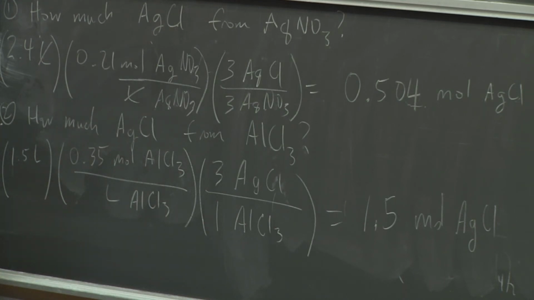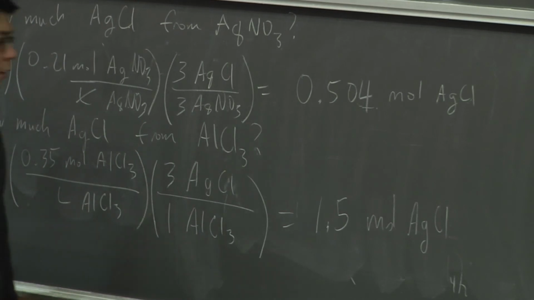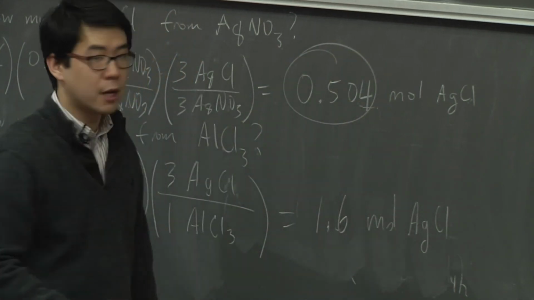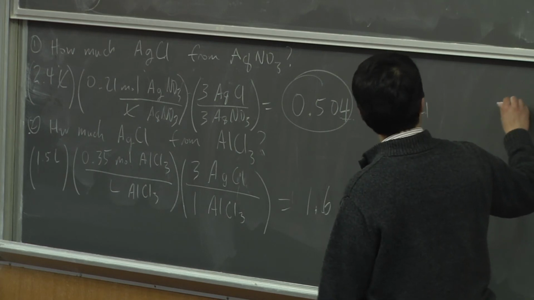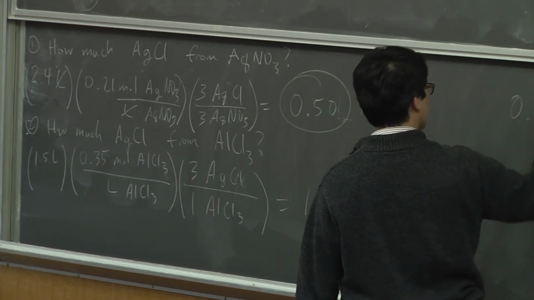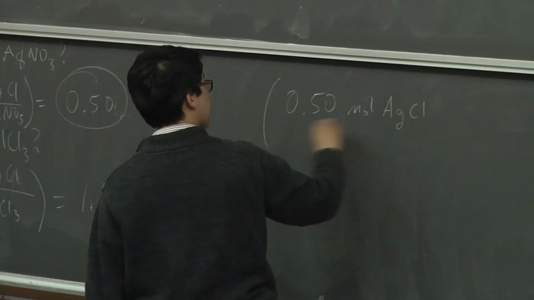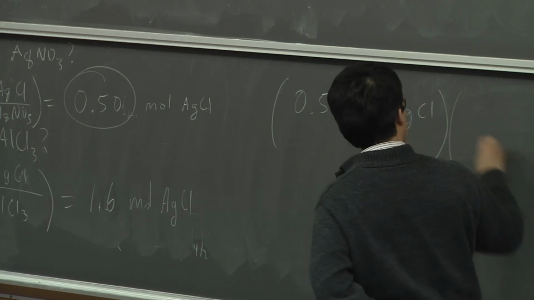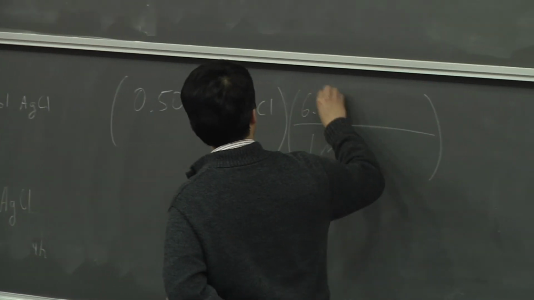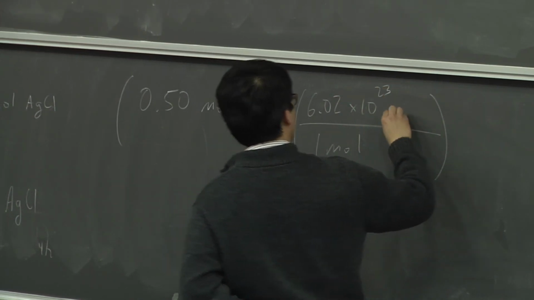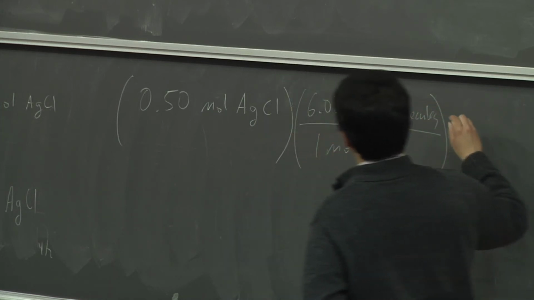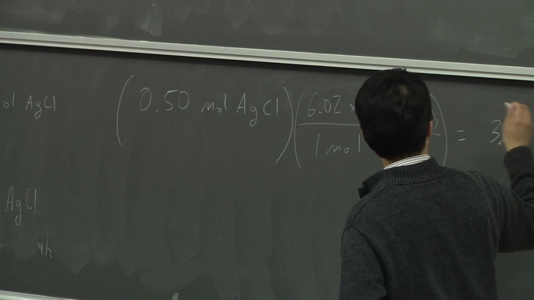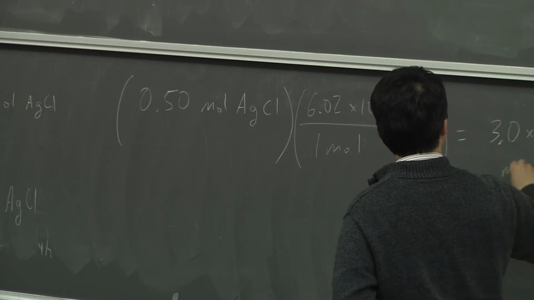So which one is the limiting reactant? The AgNO3, so I'm going to use this moles of AgCl, 0.50 moles with two significant figures. How do I get from moles of AgCl to molecules? Avogadro's number: 1 mole equals 6.02 times 10 to the 23rd molecules. When we do that, I get 3.0 times 10 to the 23rd molecules.